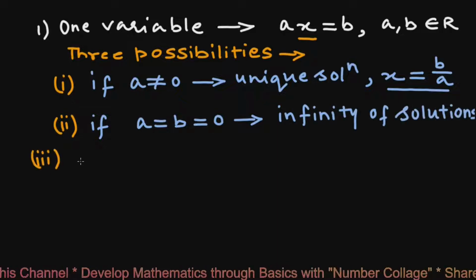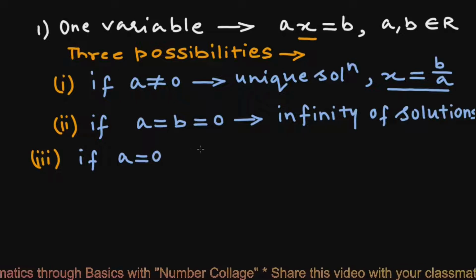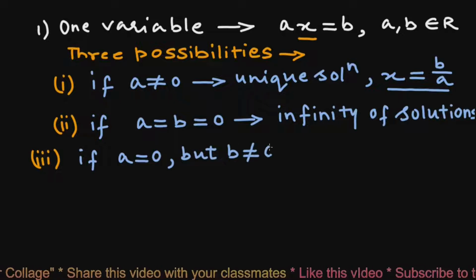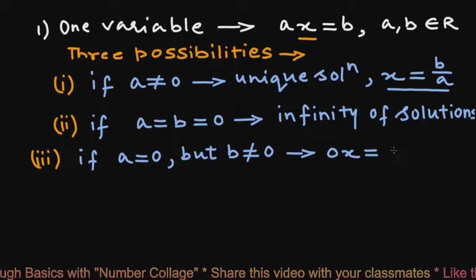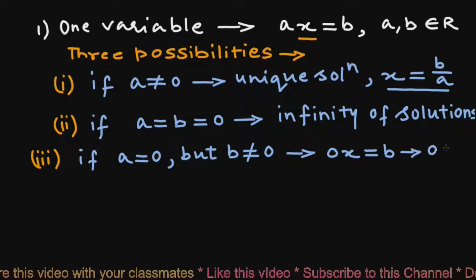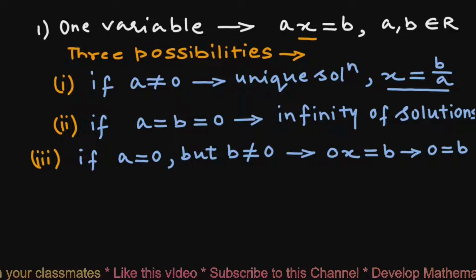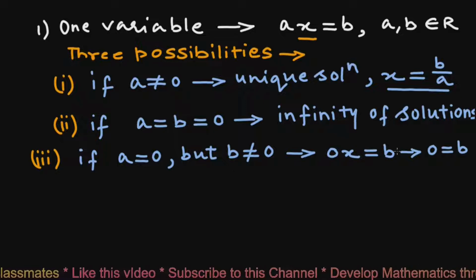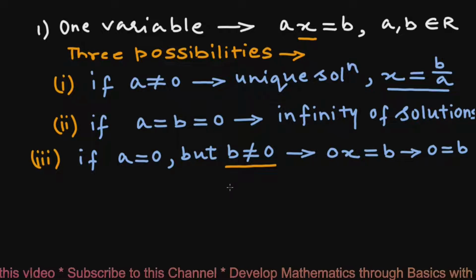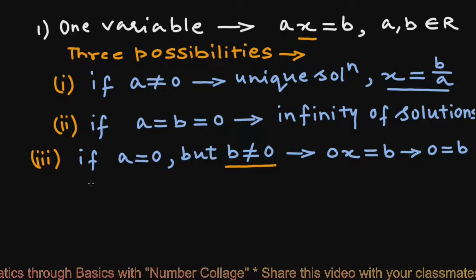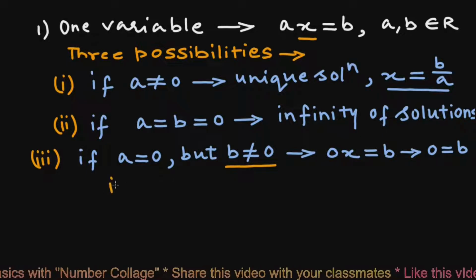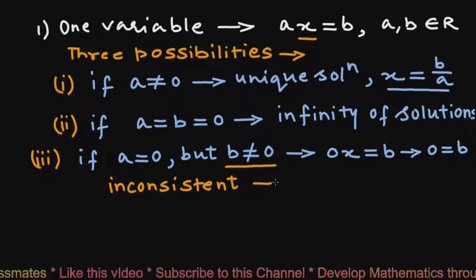Number three, if a equals 0 but b is not equal to 0, then the equation reduces to 0x equals b, that is 0 equals b, which contradicts the assumption that b is not equal to 0. Therefore, this is absurd and we say that the equation is inconsistent, without any solution.